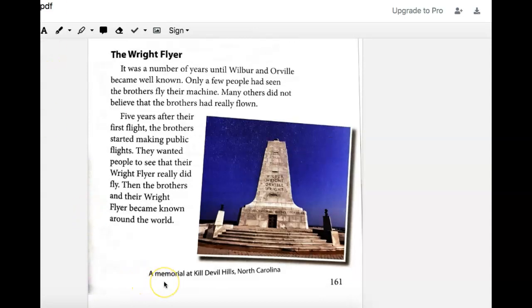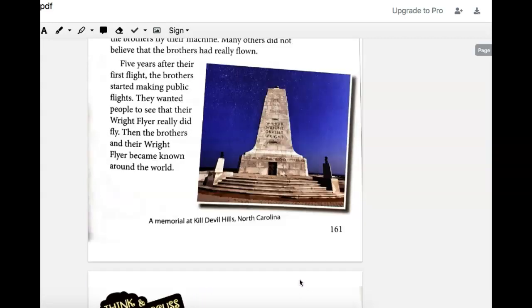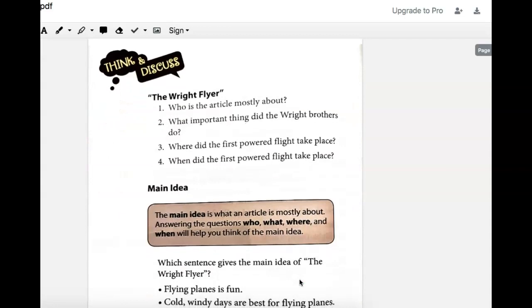So in this picture, we have a memorial at Kill Devil Hills, North Carolina. Then who was honored at this memorial built in North Carolina? The Wright brothers. Very good. Then where was the memorial to the Wright brothers built? At Kill Devil Hills in North Carolina. Excellent. All right.